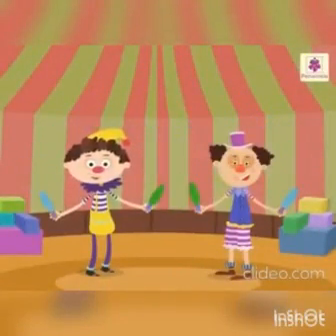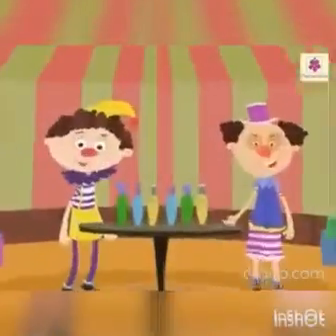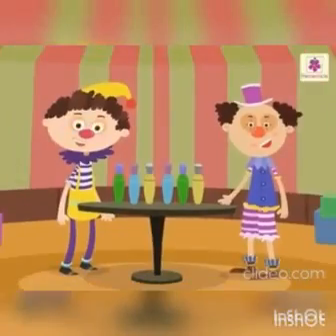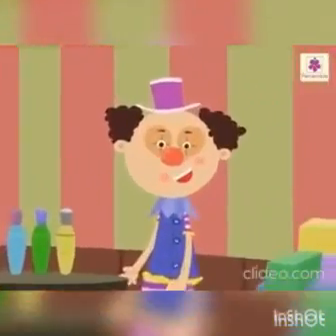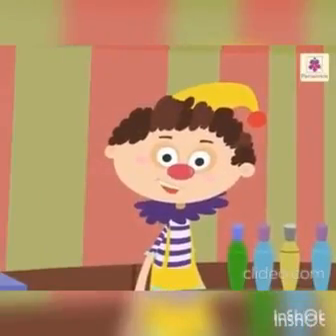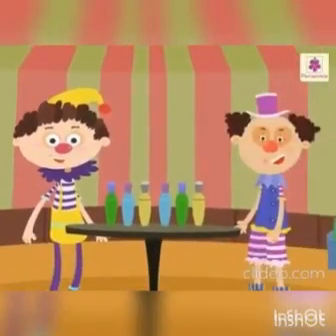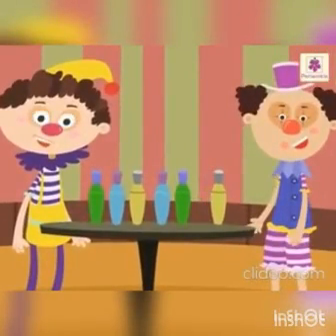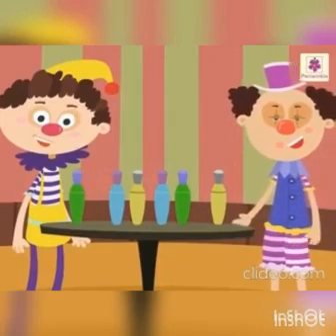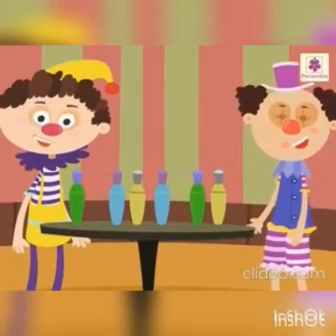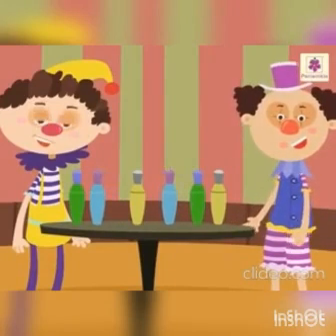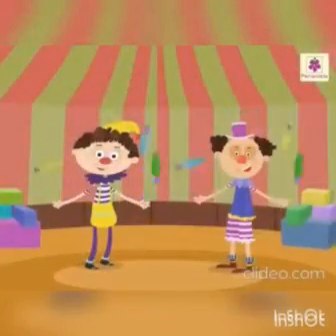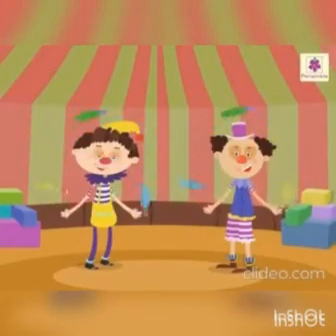Now, we need to distribute 6 bottles equally between Jumbo and Jimbo. How many will each one get? 1, 2, 3. Wow! Each one gets 3 bottles.